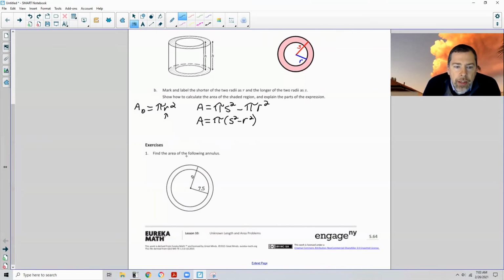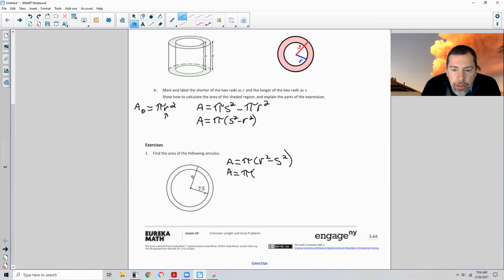Okay. Number 1 exercise, it says find the area of the following annulus. Okay, so that's what they call that, an annulus. All right, so there's the outside, there's the inside. So now that I've got this equation, write it a few times to remember it. Area of the annulus would be pi times outside radius minus inside radius, both squared. Substitute in your givens.